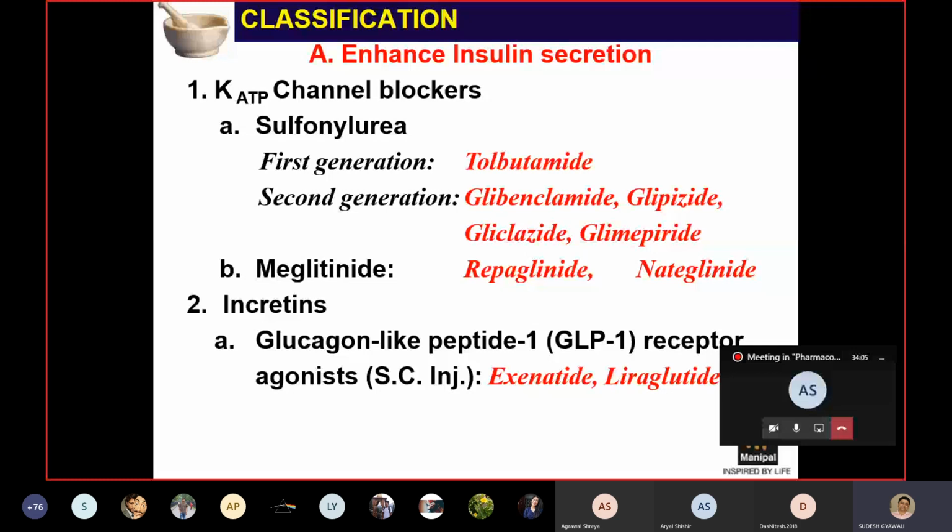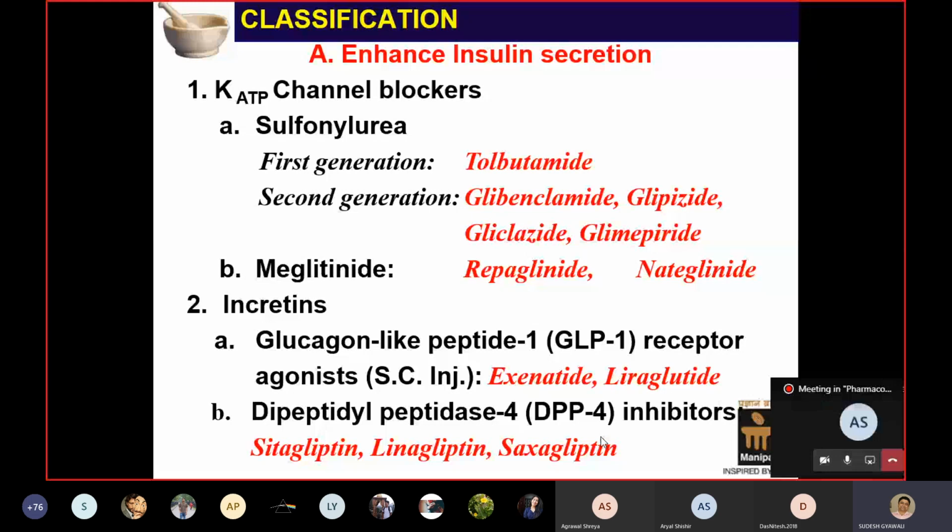dipeptidyl peptidase 4 inhibitor, that is DPP4 inhibitor, okay. So this is nowadays very commonly used, and this is given orally, okay. The GLP-1 agonist is the only drug which is given by injection, even though it has been classified as an oral anti-diabetic drug. But these DPP4 inhibitors, sitagliptin, linagliptin, saxagliptin, and other gliptins also, okay, are slowly getting popularity nowadays. This is a recently added drug which is gaining popularity. So this is the other drug.